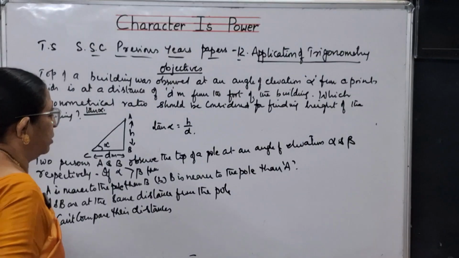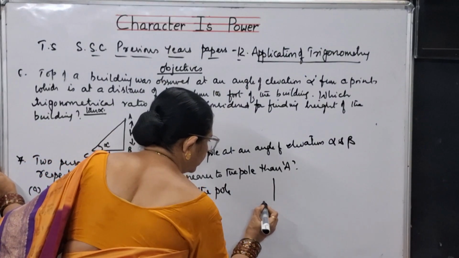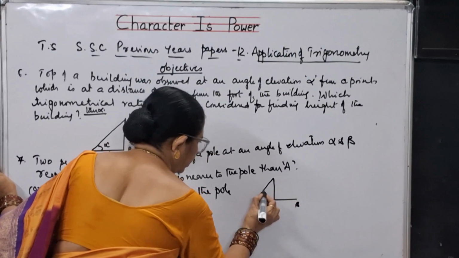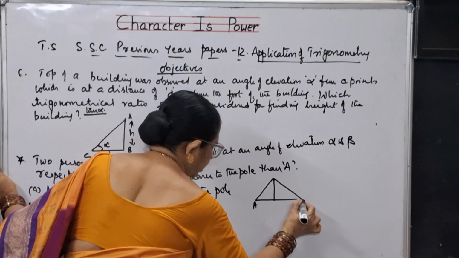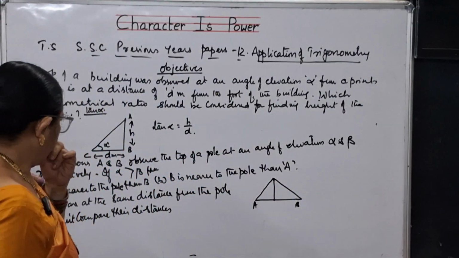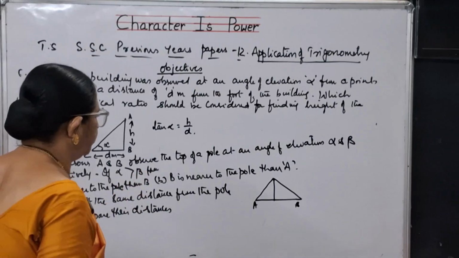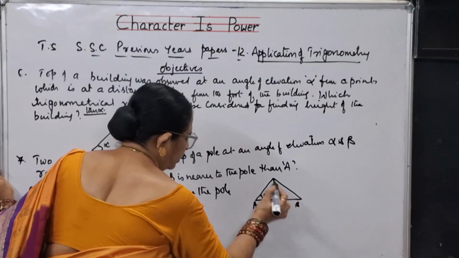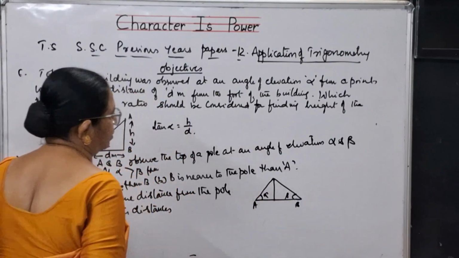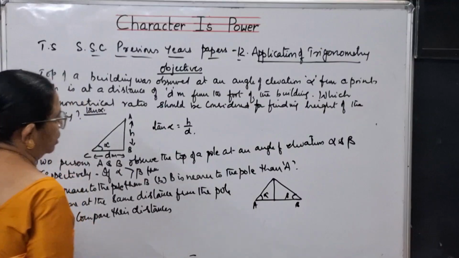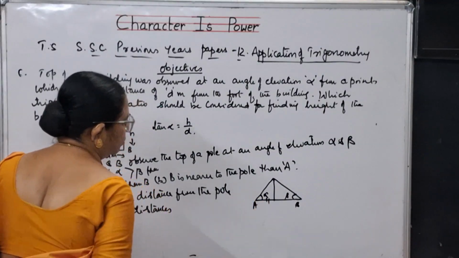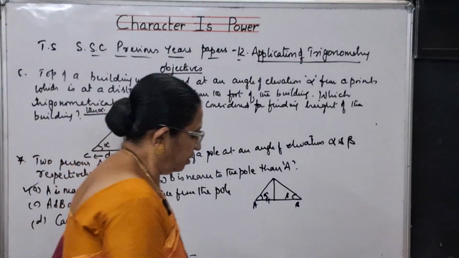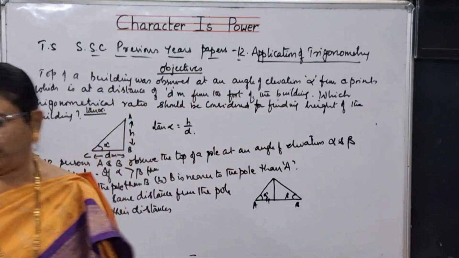Two persons A and B observe the top of a pole. So it is like this. One is A, one is B. They are observing the top of the pole like this. The angles of elevation are alpha and beta, and alpha is greater than beta. Definitely this will be alpha and this angle will be beta because this angle is lesser. So when alpha is greater than beta, A is nearer to the pole than B. So the first one is correct for this answer, children. Please note down. This is the seventh one.